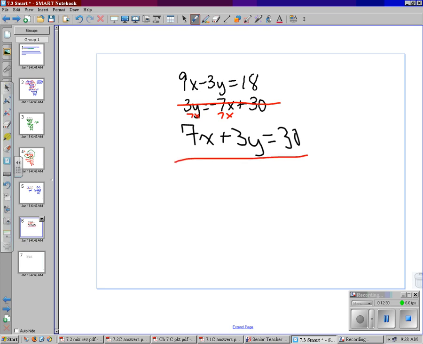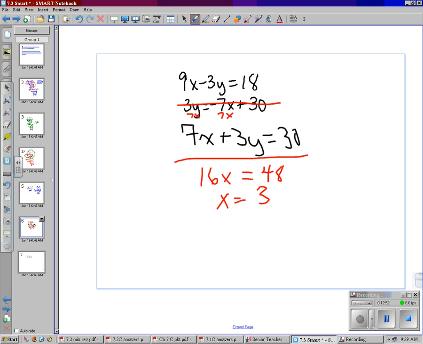So 9x plus 7x is 16x. What happens to the y's? They cancel. 18 plus 30 gives us 48. And when we divide, x will be equal to 3. Which one should we substitute back into? Any preference?